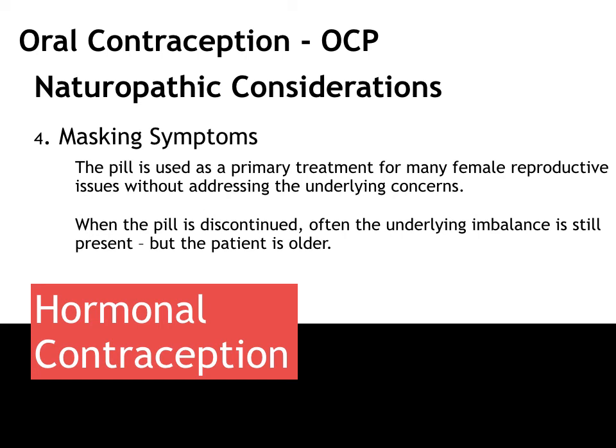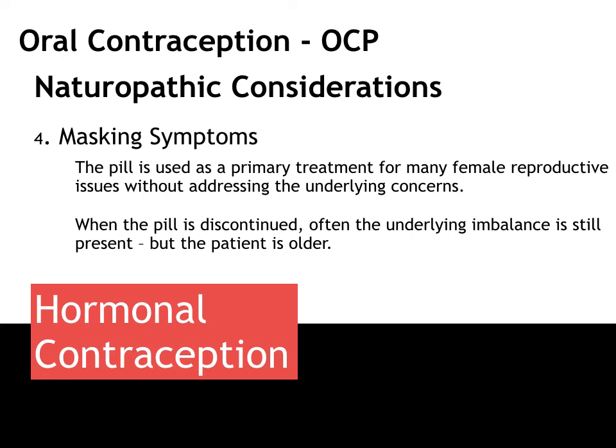One of the more general naturopathic considerations that I think are relevant is that birth control doesn't necessarily address root cause. So the pill, our birth control pill, is used as a primary treatment from a conventional medical perspective to treat many female reproductive issues without necessarily properly addressing the underlying concern or underlying cause. So when the pill is discontinued, often the underlying imbalance may still be present, but the patient is just older.